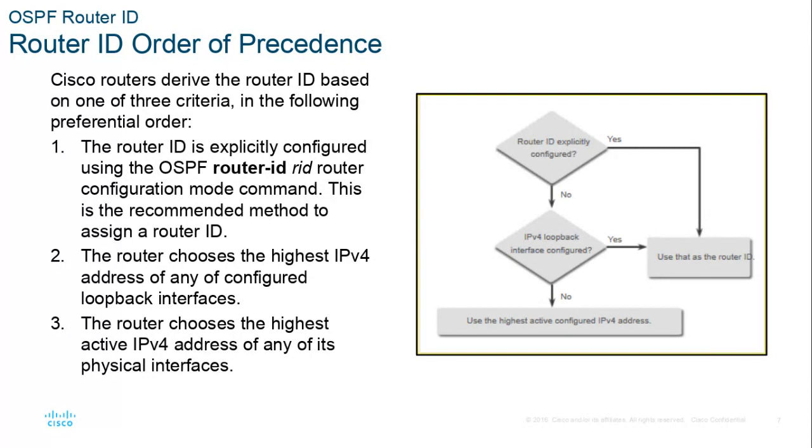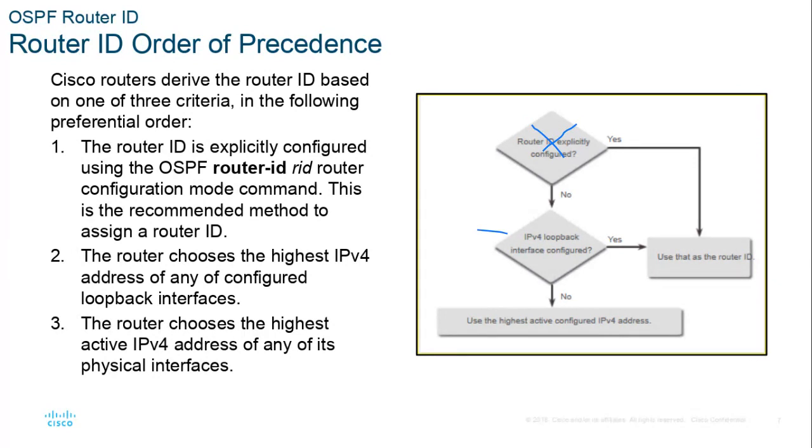If I don't perform that command, it goes to here. Do we have any loopback ports configured on the router? If any loopback ports are configured on the router, the highest loopback port on that router will become the router ID for that particular router. This was the method we used to use about 10 or 15 years ago. This was the preferred method. They hadn't put in the router ID command yet. Use that as the router ID.